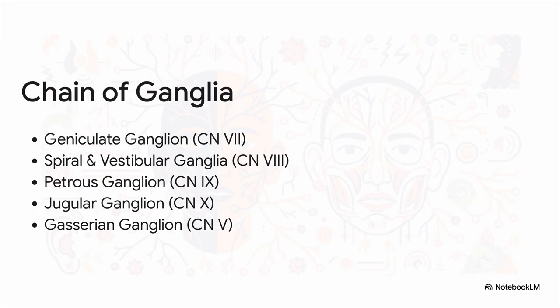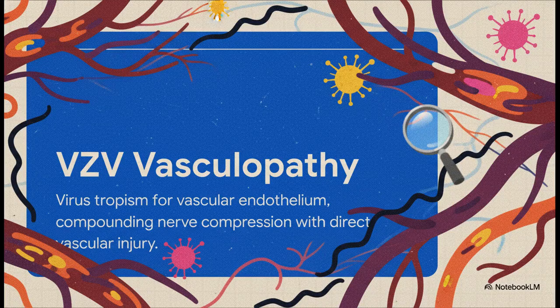If the inflammation travels through this chain down to the petrous or jugular ganglia, your patient might present with a complex polyneuropathy. We're talking dysphagia, hoarseness, or a depressed gag reflex. This is exactly why you must always explicitly examine those lower cranial nerves. And the unifying mechanism behind a lot of this wider damage? It's VZV vasculopathy. The varicella-zoster virus has a marked tropism, like a real preference for infecting vascular endothelium.